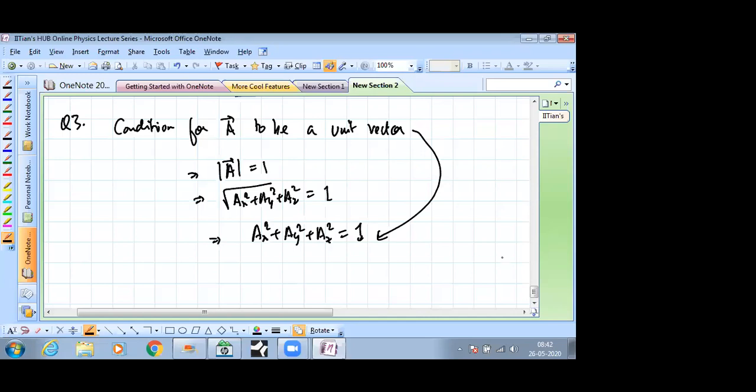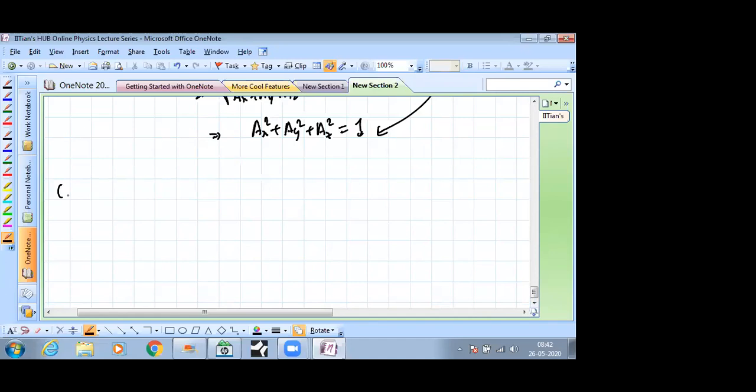Okay. Let's move on to the fourth question. This is a direct question, the angle between two vectors. So let's just do this as a practice question. In question 4, we have two vectors given to us. The vector A is i cap plus j cap, and the vector B is 2 i cap plus 2 k cap. You have to find theta, the angle between them.